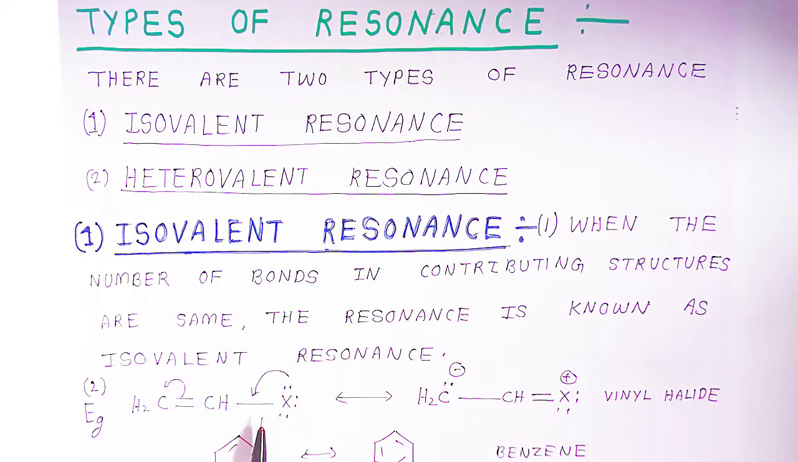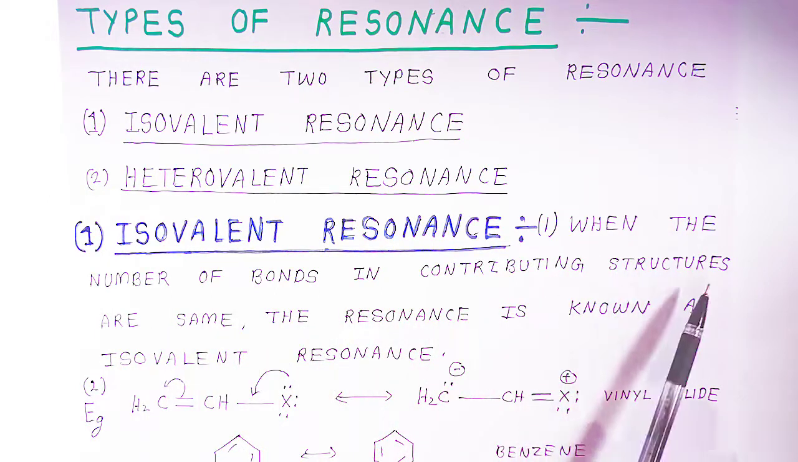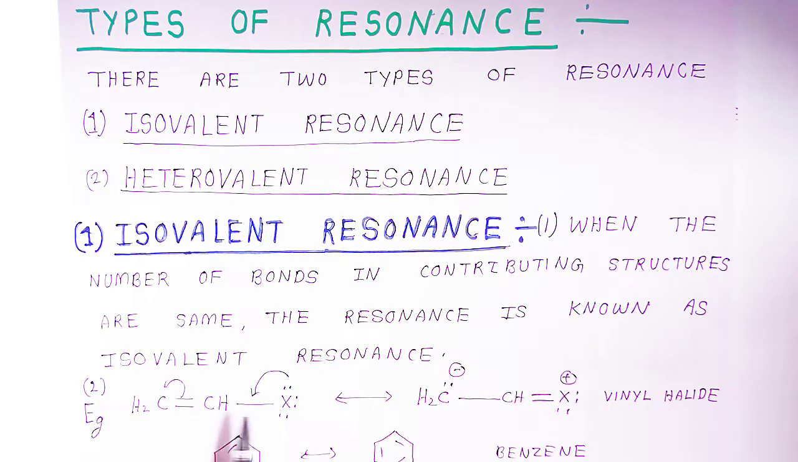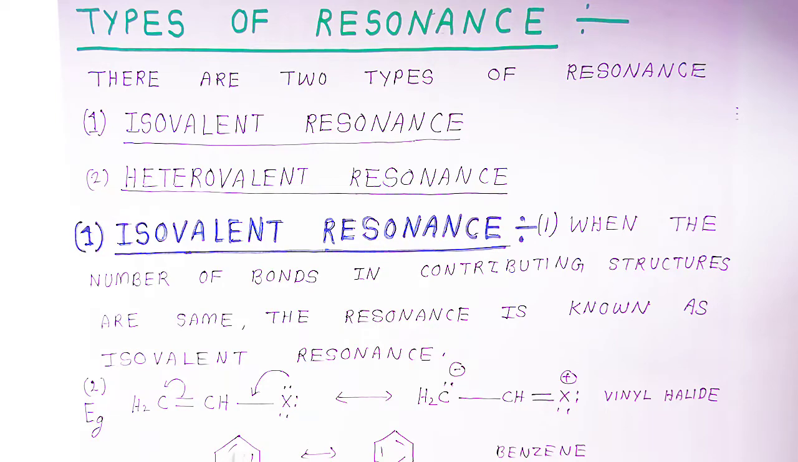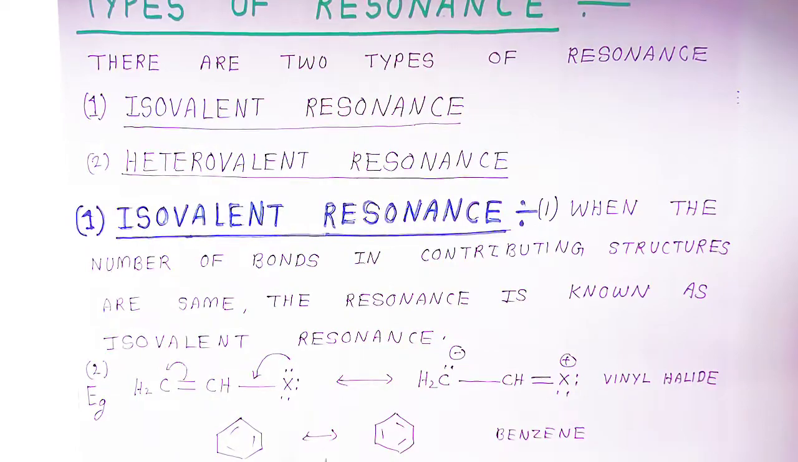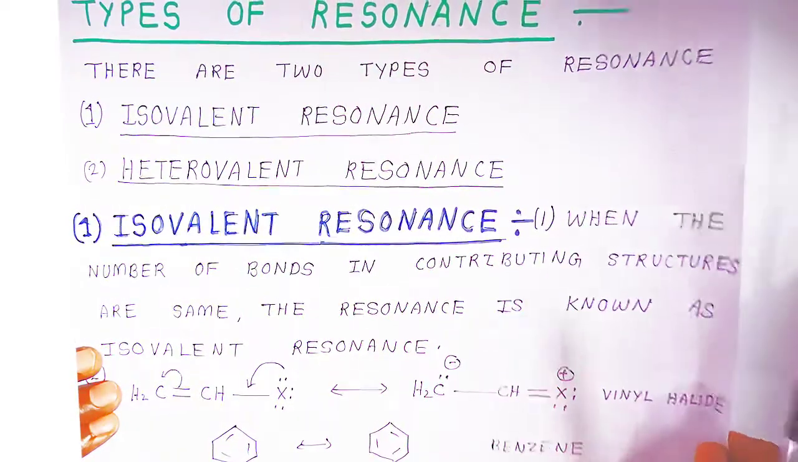Now when you see here, two bonds, here also one bond, a total of three bonds participating in the contributing structures, which are the same. The double bond is also present in this hybrid structure, and here also the single bond. So when the number of bonds in the contributing structures is the same, the resonance is known as isovalent resonance. So in vinyl halide we can say it is isovalent resonance. You can also see the example of benzene. There are three double bonds here, and here also three double bonds. So this is also isovalent resonance. The number of bonds is the same in both hybrid structures.